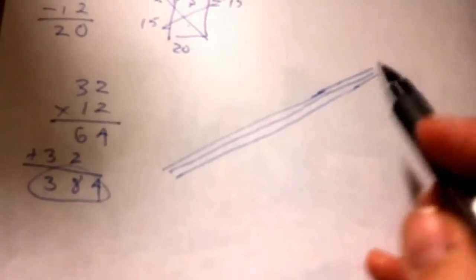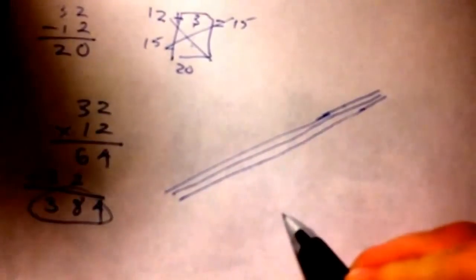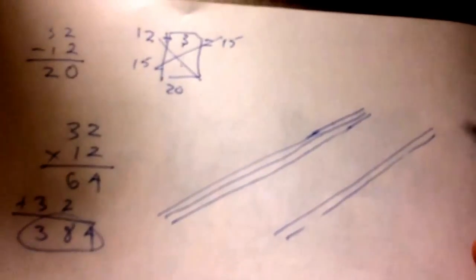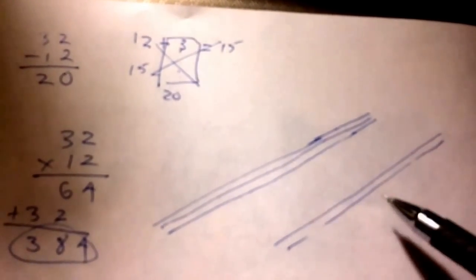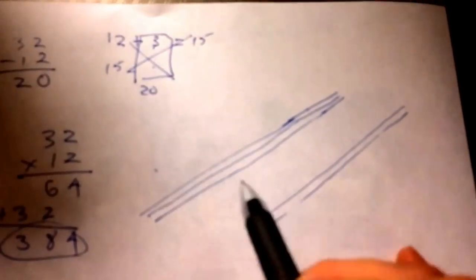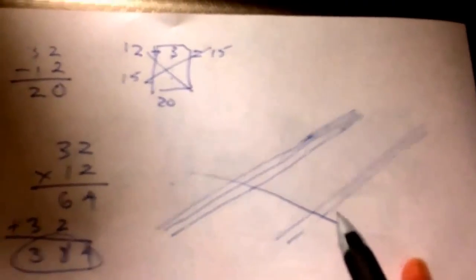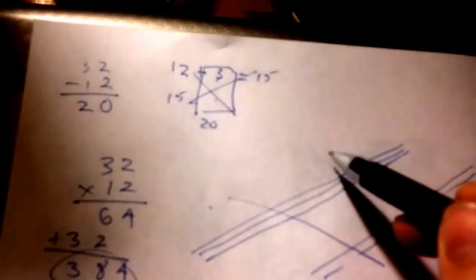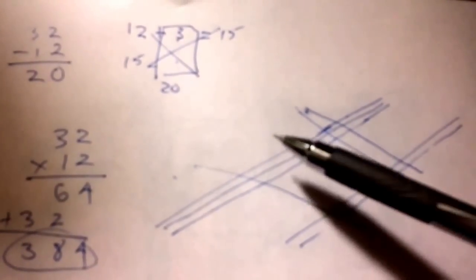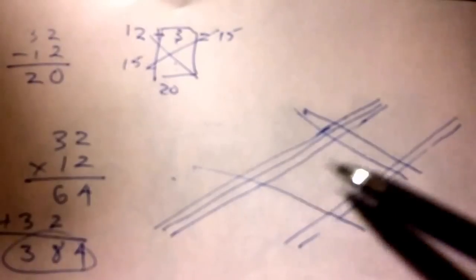Because I read left to right, I'm going to come over here and draw 2 more lines to represent 2. 1, 2. Okay, so that's 32. Now let's look at this number 12. Again, I'm going to draw 1 line to represent the 1. I read left to right, so I'm going to come up here and I'm going to draw 2 lines to represent my 2. So there's 12. Now what I have is 32 times 12.